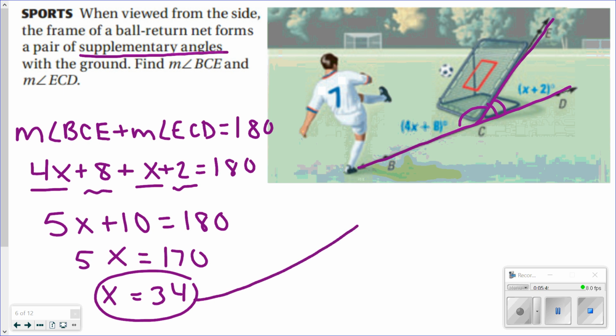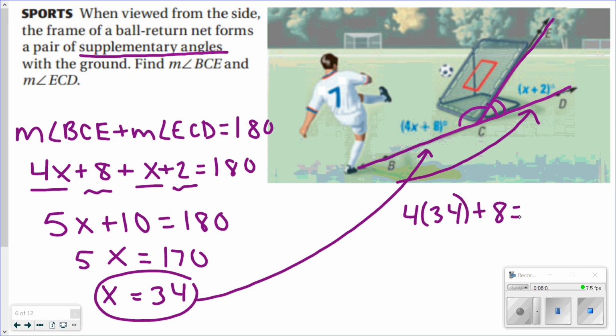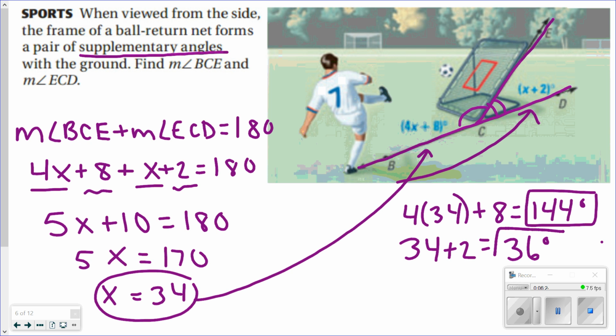So I need to take my x value, plug it into that equation, as well as that equation. So we'll start with the larger angle. 4 times 34 plus 8 is equal to 144 degrees. Box that. And then 34, which was our x in the second equation, plus 2 is equal to 36 degrees. And you can double check by adding these up. Do they equal 180? It does. So I know I got the correct answer.